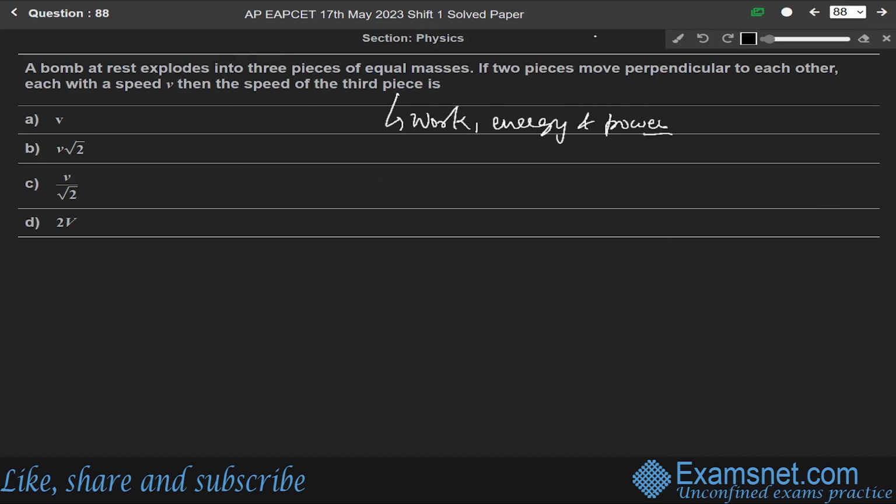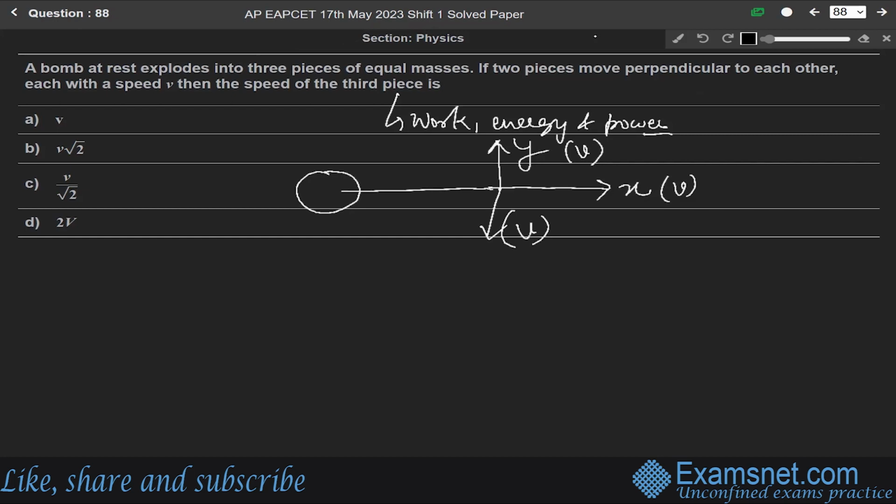According to this question, let us say this is a bomb and it explodes into 3 pieces. If 2 pieces move perpendicular, let us say one piece moves in the x direction and the other piece moves in the y direction, and both are moving with speed v, we have to find the speed of the third piece. Let us say we don't know the direction of the third piece, so let us say it is moving in this direction, and its speed is v dash.